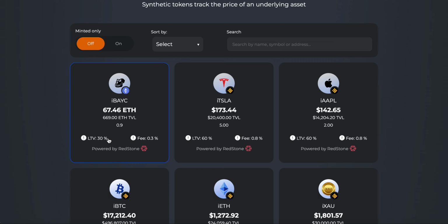Imagine you are creating a synthetic that costs $100 and it has an LTV, so loan to value, of 50%. Since you're creating a token that costs 100, you have to provide 200, right? Because 100 divided by 200 is 0.5, which is 50% in percentage. So this is what it represents, okay? It is important to understand that the higher the underlying price, the more collateral you have to provide.